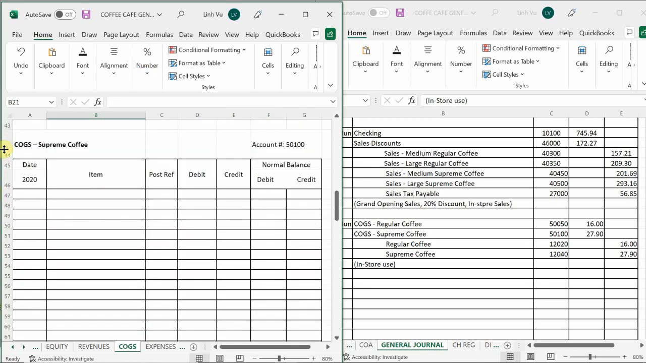Right? Where here for my Supreme coffee, I could say that I used 15.5 pounds for $27.90.